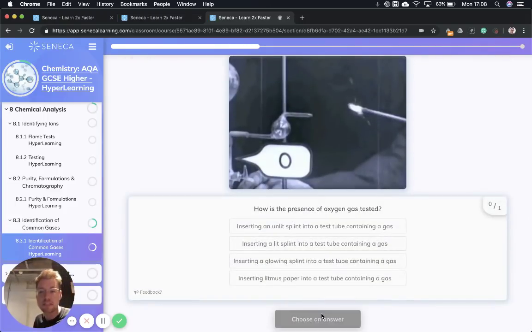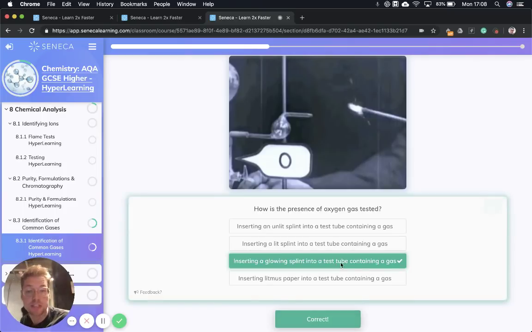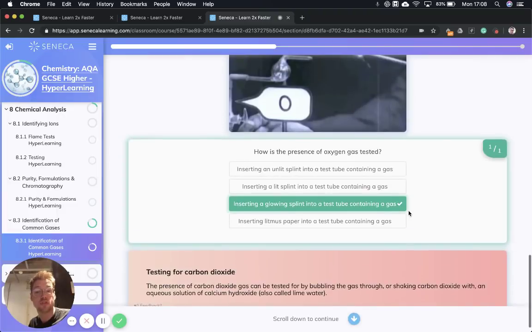So, how do we test for the presence of oxygen gas? We insert a glowing splint into a test tube containing a gas. You have to use the word glowing. It's not unlit, it's not lit, it's a glowing splint, okay?